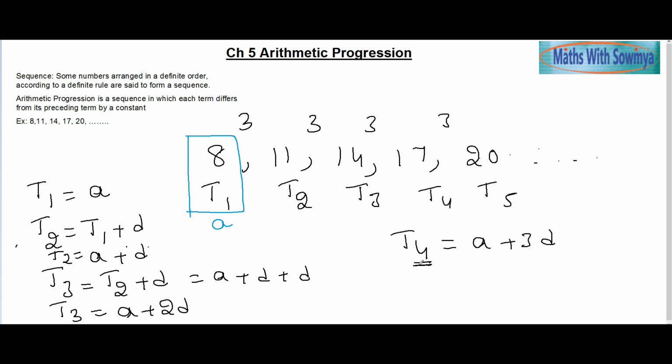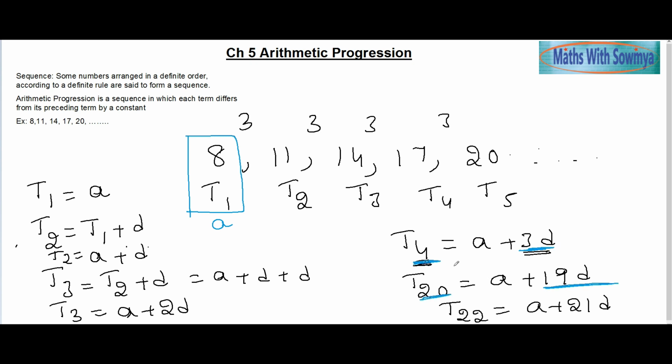See, if the term is 4, your multiple of D will be just 1 less. So whatever is given, T20, you can directly write this without the formula. T22 is A plus 21D. So just 1 less you are going to take here. See, here this is 4, you put 3D. This is 20, 19D. So this will be very simple.